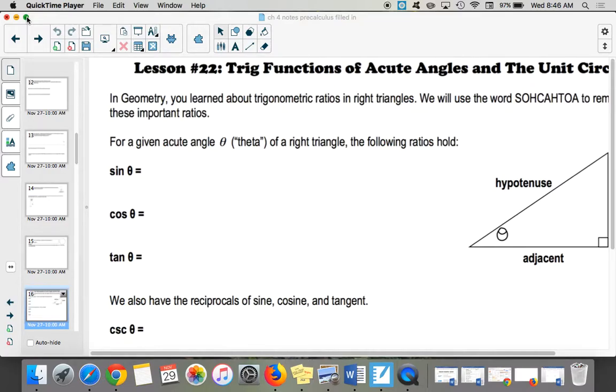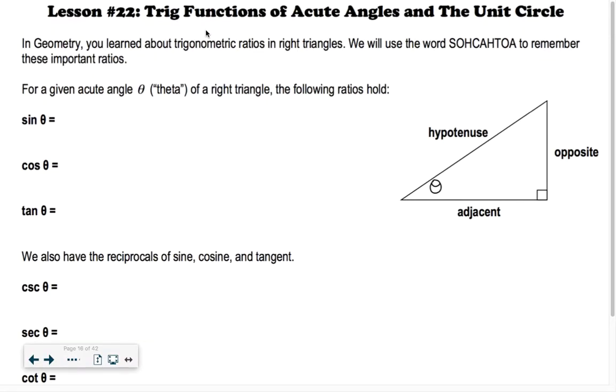Lesson 22, or 27, or whatever it is: trig functions of acute angles and the unit circle. Okay, so we're going to start out with some basic things. So we're starting out with SOHCAHTOA. When you guys learned SOHCAHTOA, you learned that sine was equal to the opposite over hypotenuse.